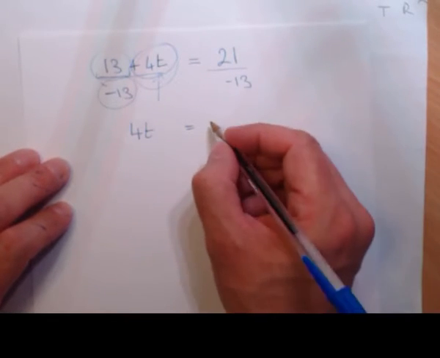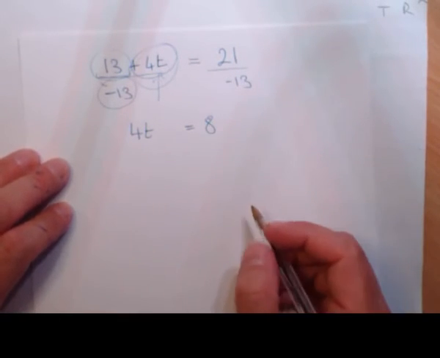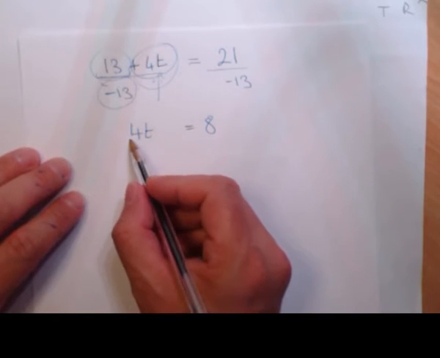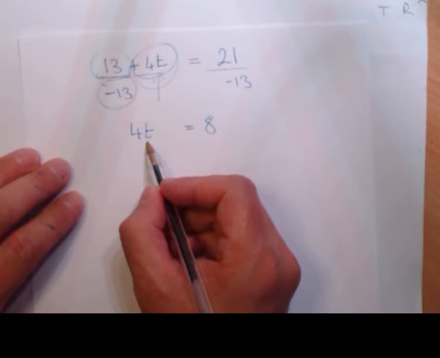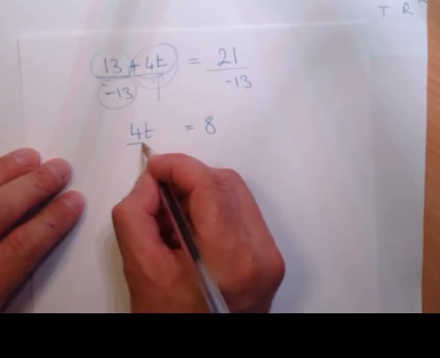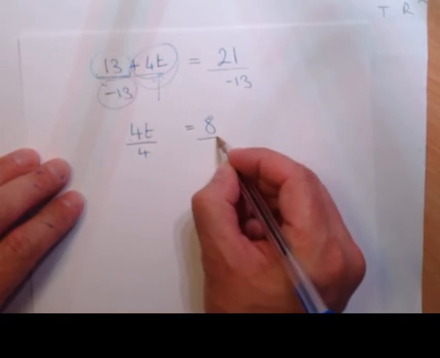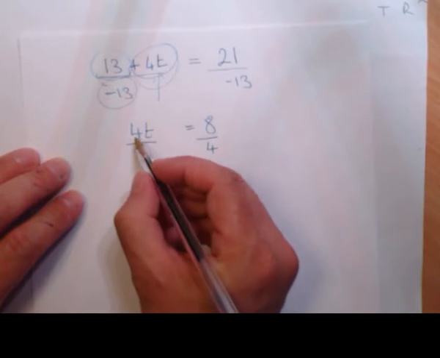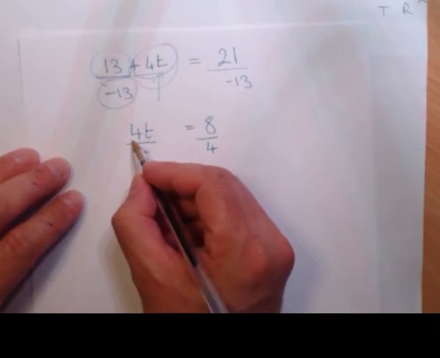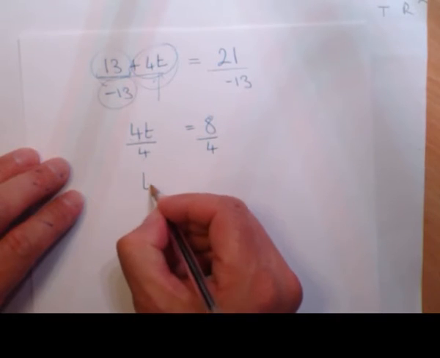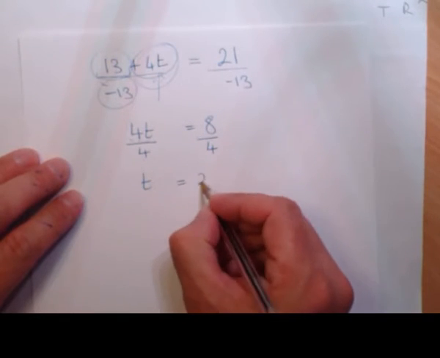21 take away 13 is equal to 8. You can easily see that 4 multiplied by some number equals 8. You know straight away that this is going to be 2. But let's do our method. We divide by 4, because 4 multiplied by t divided by 4. Multiply by 4 and divide by 4, you're back to where you started. So t is equal to 2.